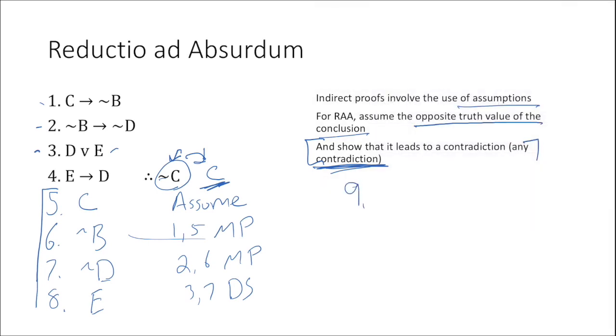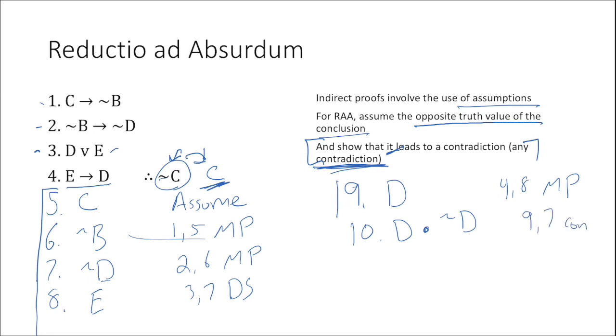Let's do line 9. So I've got E, and from E, this assumption continues, going here, I can get D from 4, 8 modus ponens. Again, I'm trying to arrive at a contradiction, and here's a contradiction, and here's what's important. The contradiction should always be some statement plus its opposite. What you want is that conjunction of a statement. In this case, we're going to go D and tilde D. And that's from 9, 7 conjunction.